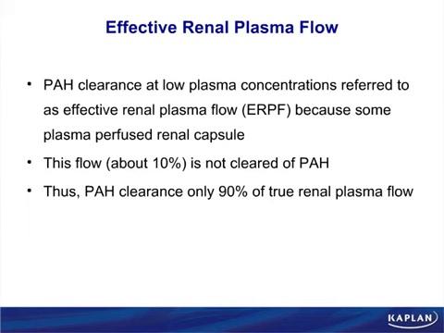So we say this is the effective renal plasma flow because about 10% of this flow is not cleared, because 10% of this flow goes to the renal capsule and 10% goes to the perinephric fat. So PAH clearance is only 90% of the true renal plasma flow. And that's why we use the term effective renal plasma flow.